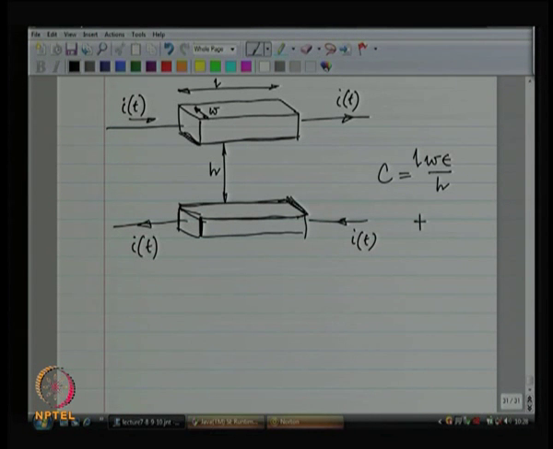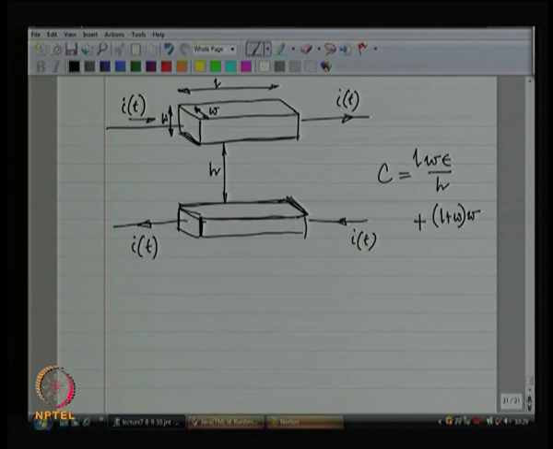I hope you remember this. Just look back a little bit and you will recall that the fringing capacitance is proportional to the perimeter, which is L plus W, and it is also proportional to the height. I am sorry, not that height, the thickness. So, let us say the thickness is also W.